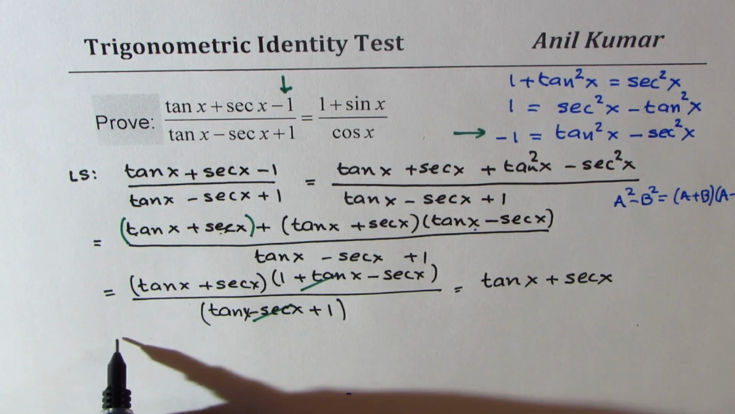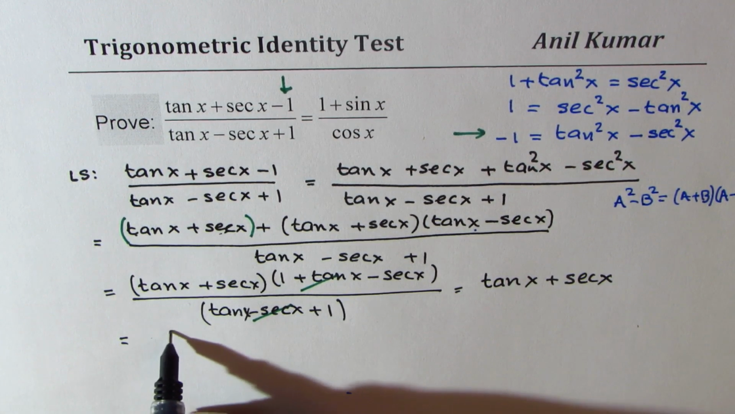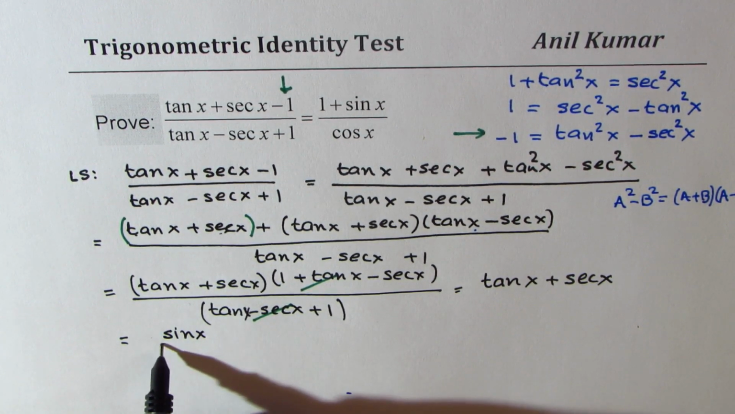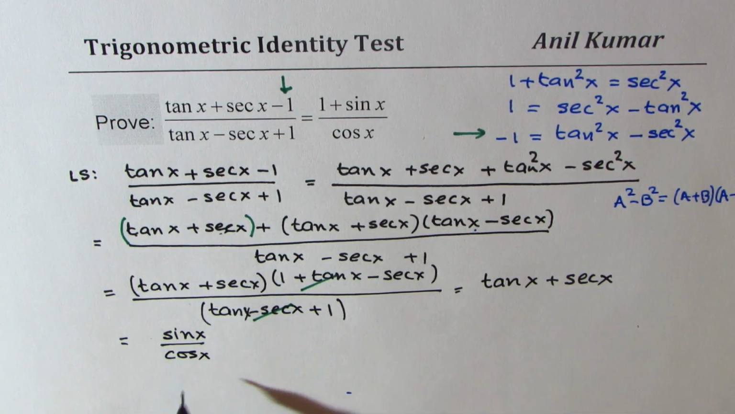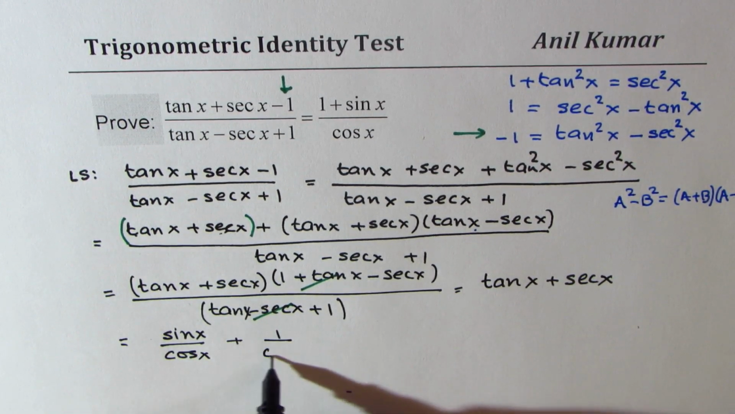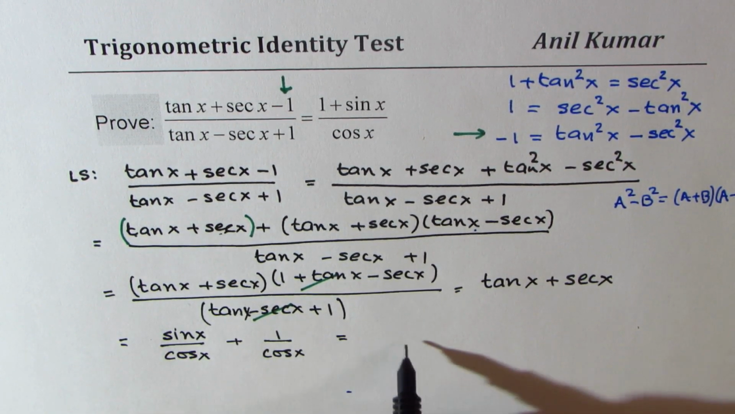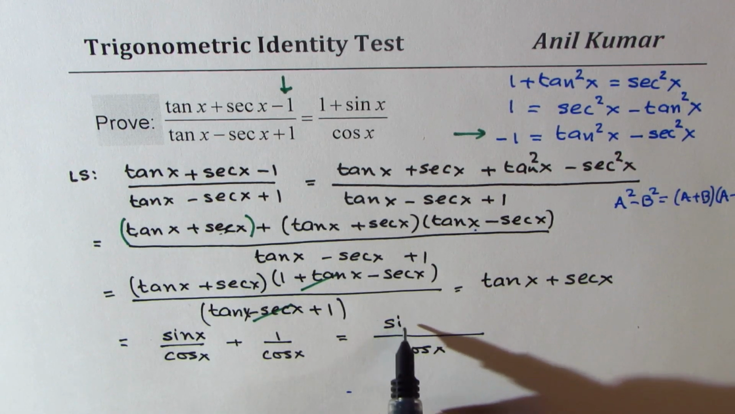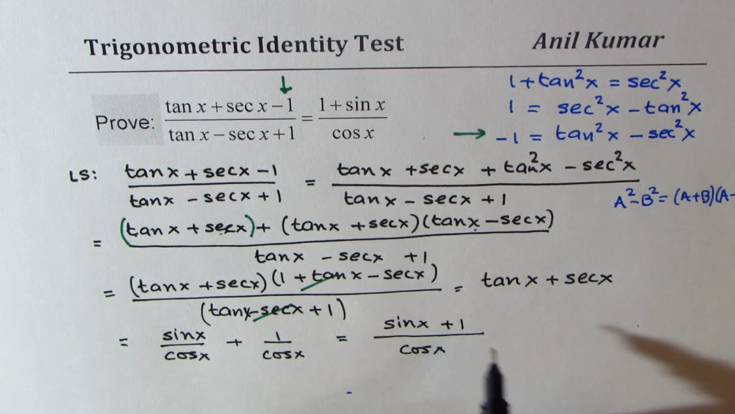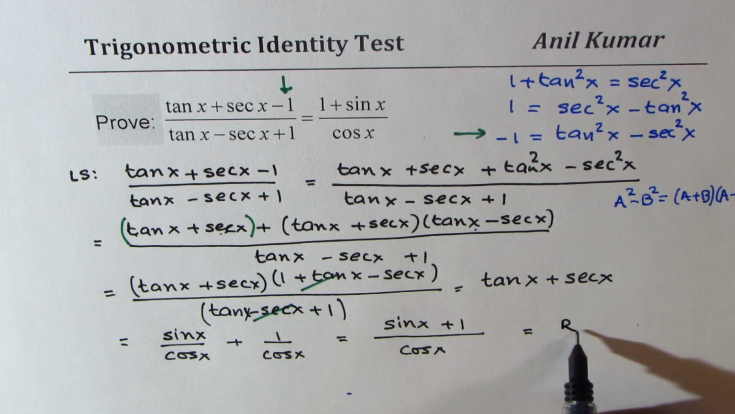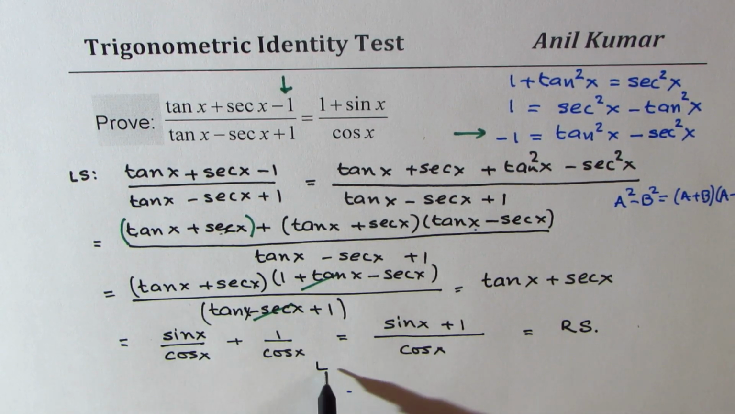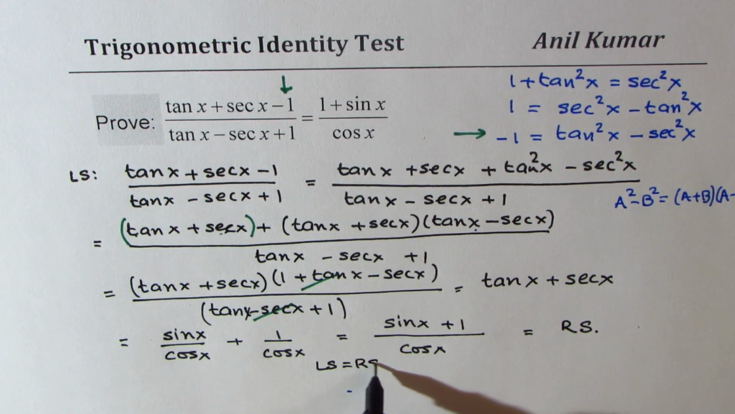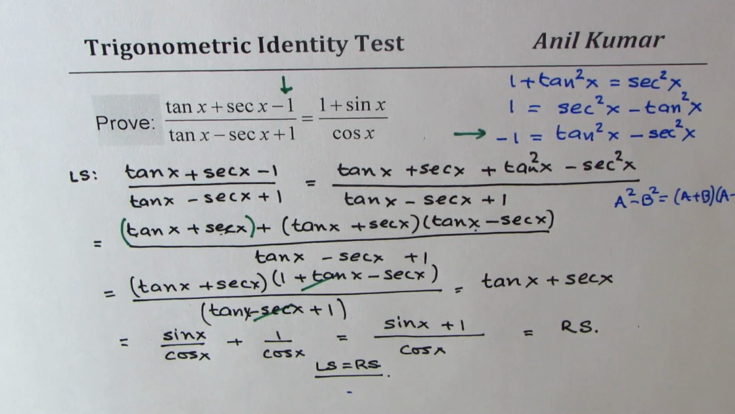Now this could be written in sine and cosine. So we get sine x over cos x plus 1 over cos x. So cos x is the common denominator. We get sin x plus 1 in the numerator, which is the same as the right side. So we have shown that left side equals right side. Perfect. So that is how you could prove this identity.